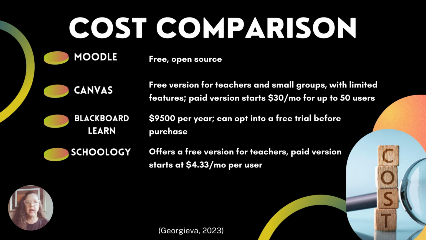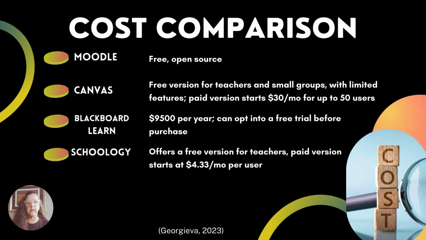So on this slide, you see a cost comparison for Moodle, Canvas, Blackboard Learn, and Schoology. As discussed earlier, Moodle is free and open source. Canvas has a free version that is available for teachers and for smaller groups, but it has limited features. The paid version starts at $30 a month for up to 50 users.